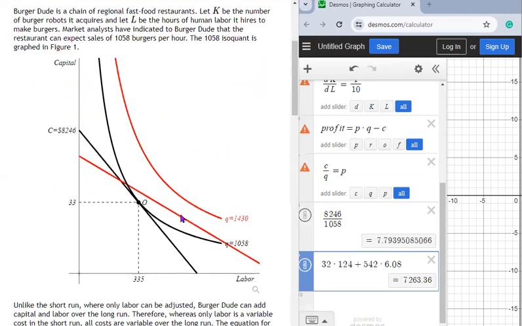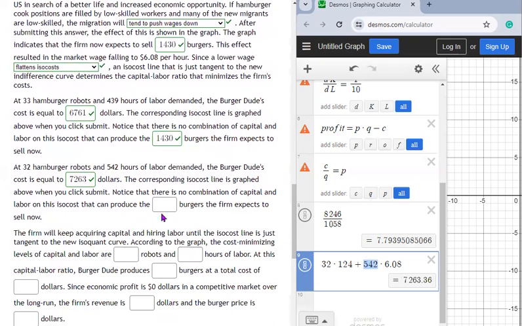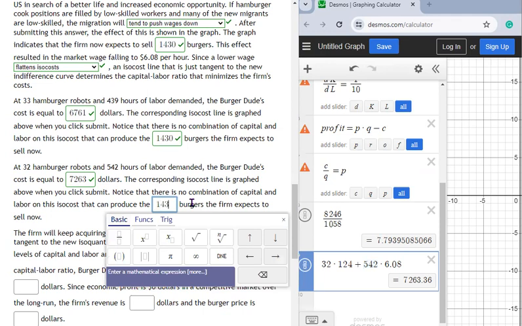Okay, now the isocost line moved out a little bit, right? It got closer to our isoquant curve, right? It got closer, but it still doesn't touch it yet, right? And for that reason, they're not going to choose 32 robots and 542 hours of labor, right? They're not going to choose that because there's no combination of capital and labor on this new isocost line that can produce the 1430 burgers we now expect to sell, right?